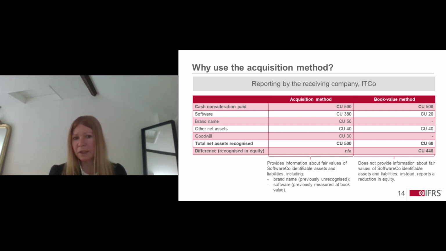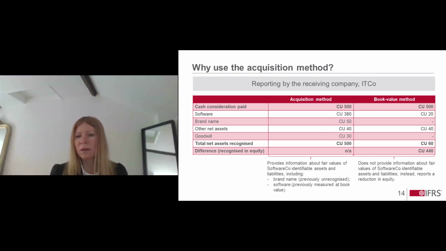Finally, applying the acquisition method, the difference between consideration paid and fair value of identifiable assets and liabilities acquired would be recognized as goodwill, which would reflect pre-existing goodwill in the acquired business and any combination synergies. In contrast, in a book value method, the entire difference between consideration paid and book value of assets and liabilities received, in this case 440 currency units, would be reported as a reduction in equity, which doesn't really provide useful information about the values exchanged in this transaction.